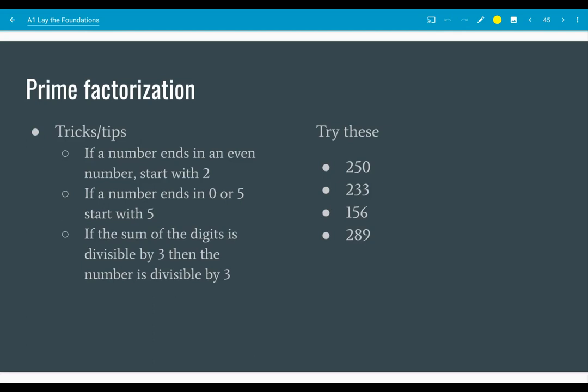Okay, a couple tips and tricks for factor trees and for prime factorization in general. If it ends in an even number, generally speaking, you can always divide by 2. You can always do it in half. If it ends in a 0 or a 5, it's going to have a multiple of 5, so you can do that. The other one is if the sum of the digits is divisible by 3, then the number is divisible by 3.